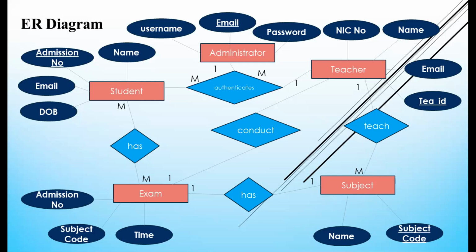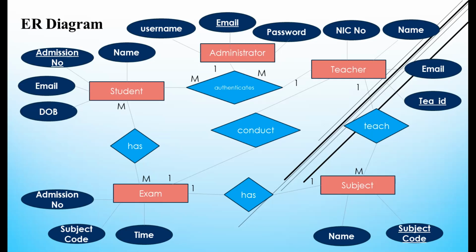Also, teacher has a teacher ID, email, name, and national identity number, and we are maintaining teacher ID as our primary key. Also, the student admission number and teacher ID have a specific format. According to that, we are constructing the password and username for each of them. Username depends on the user type.